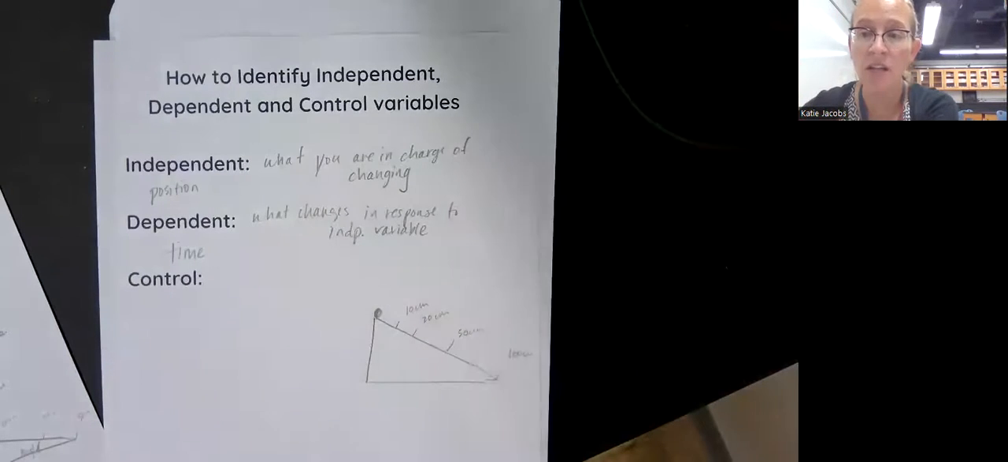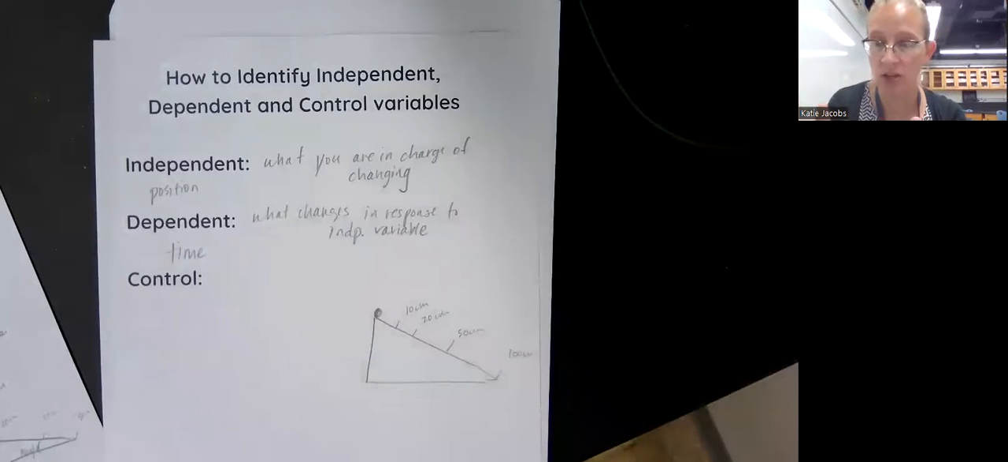The times will be changing, okay? But I don't have control over the times. I am not the one who's deciding what the times are. I'm deciding the positions, and the time is changing in response to those positions the ball is at.